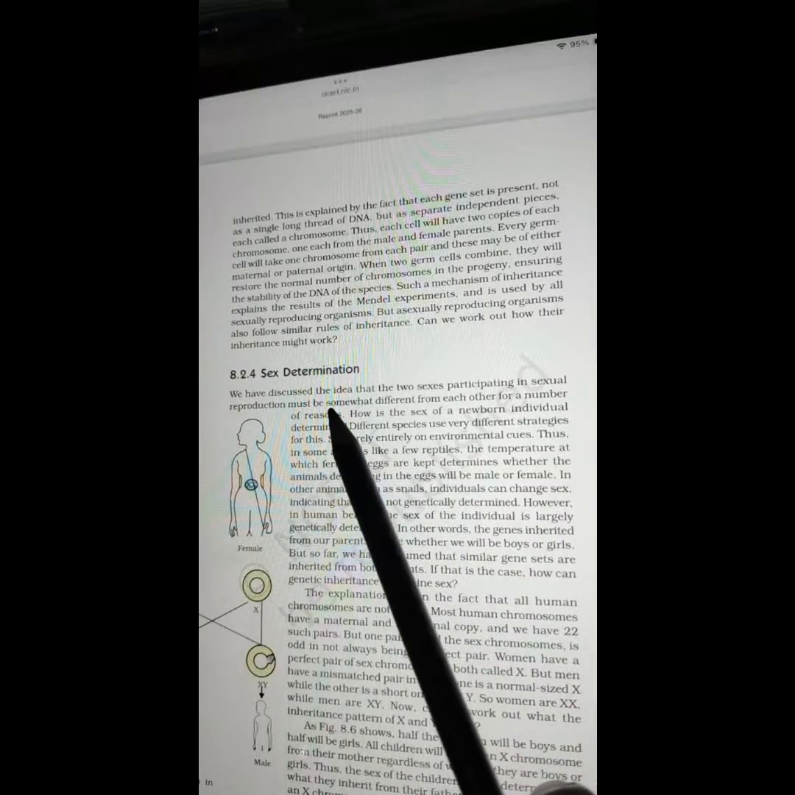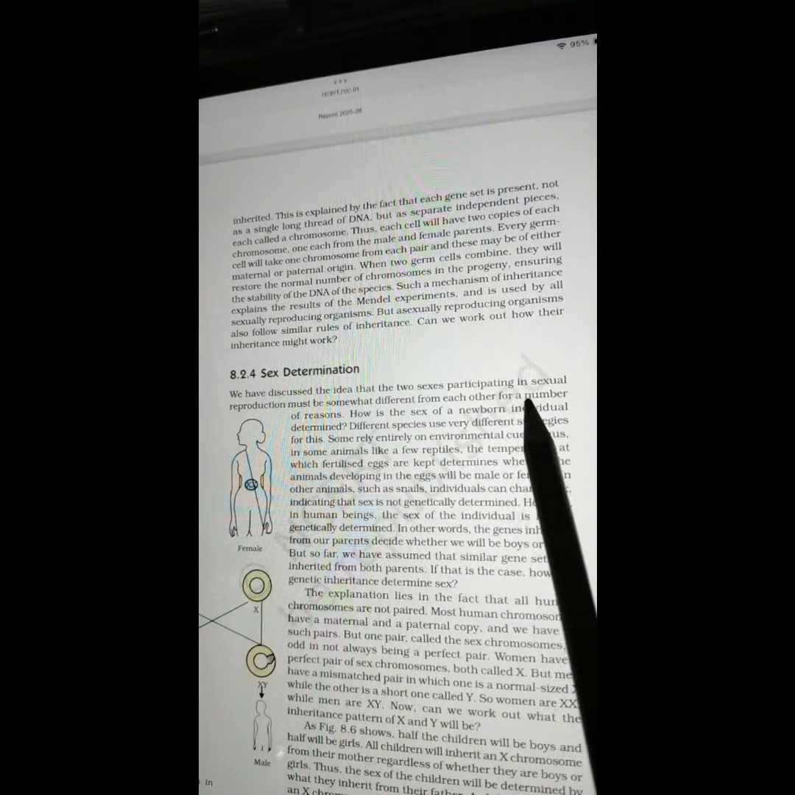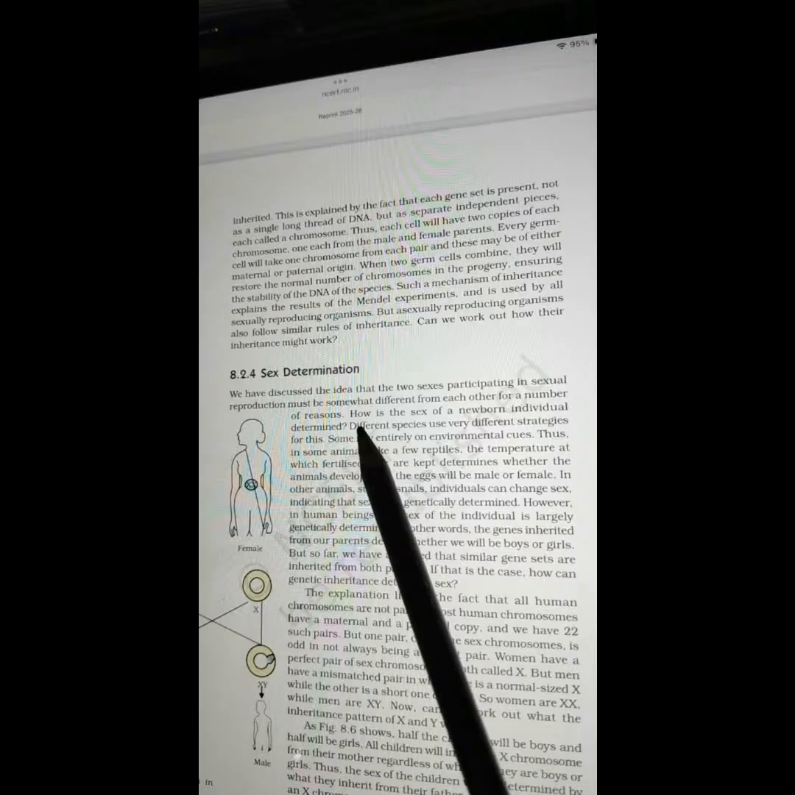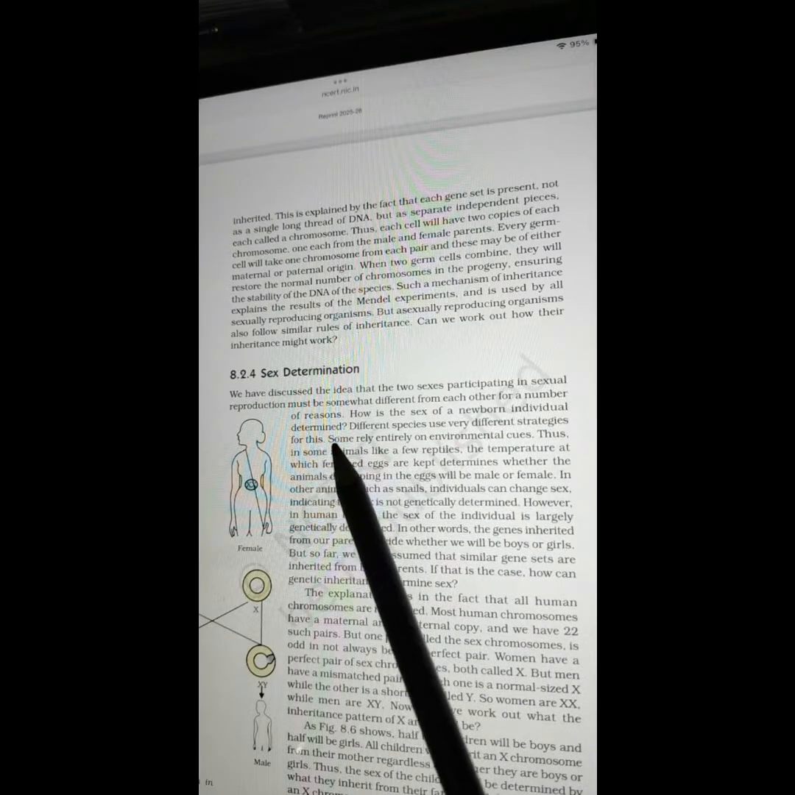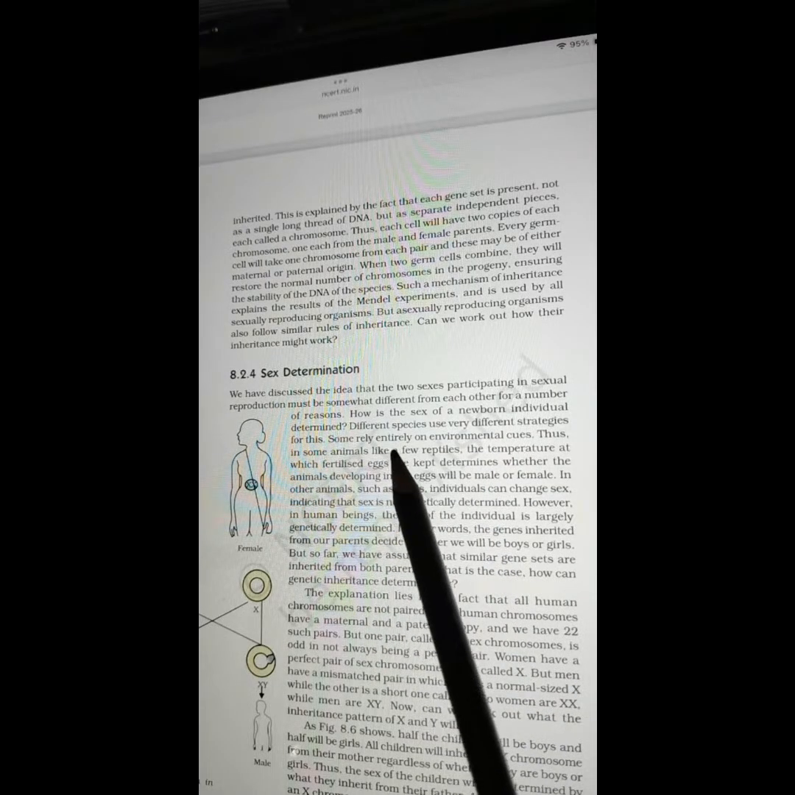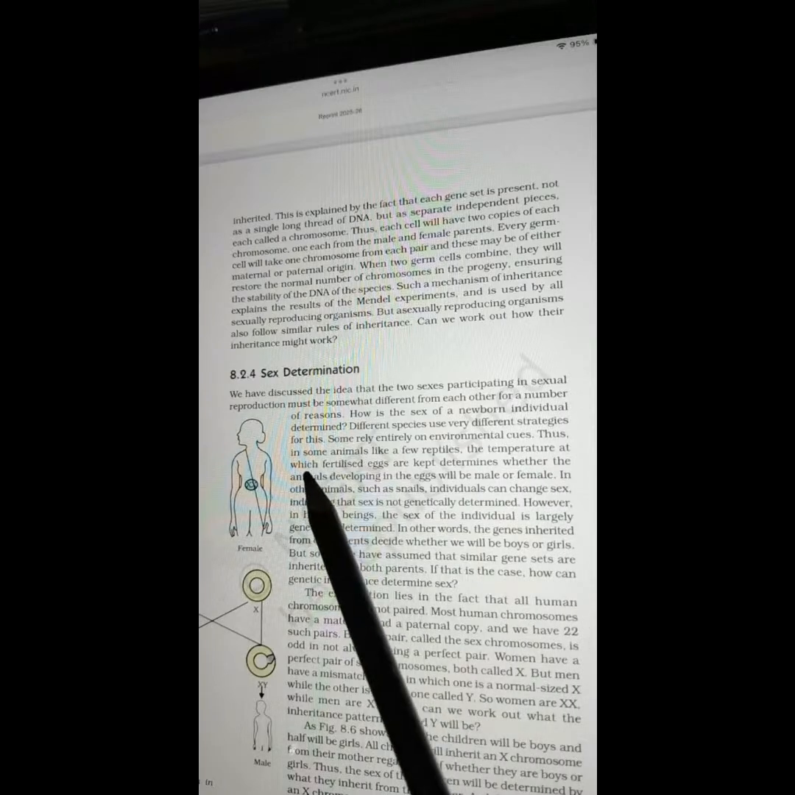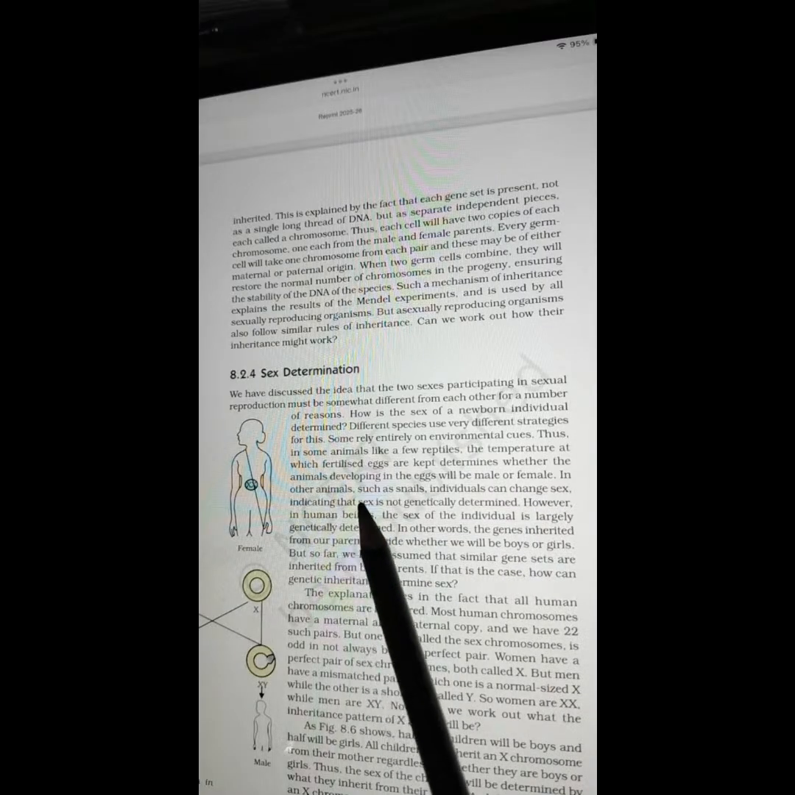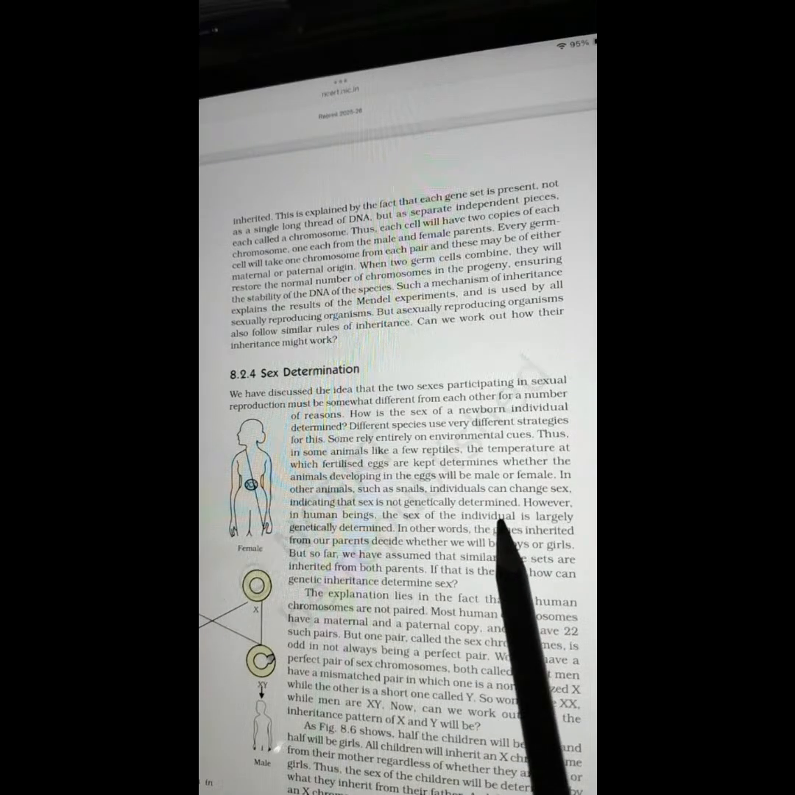8.2.4 Sex determination. We have discussed the idea that the two sexes participating in sexual reproduction must be somewhat different from each other for a number of reasons. How is the sex of a newborn individual determined? Different species use very different strategies for this. Some rely entirely on environmental cues. Thus, in some animals, like a few reptiles, the temperature at which fertilized eggs are kept determines whether the animals developing in the eggs will be male or female. In other animals, such as snails, individuals can change sex, indicating that sex is not genetically determined.